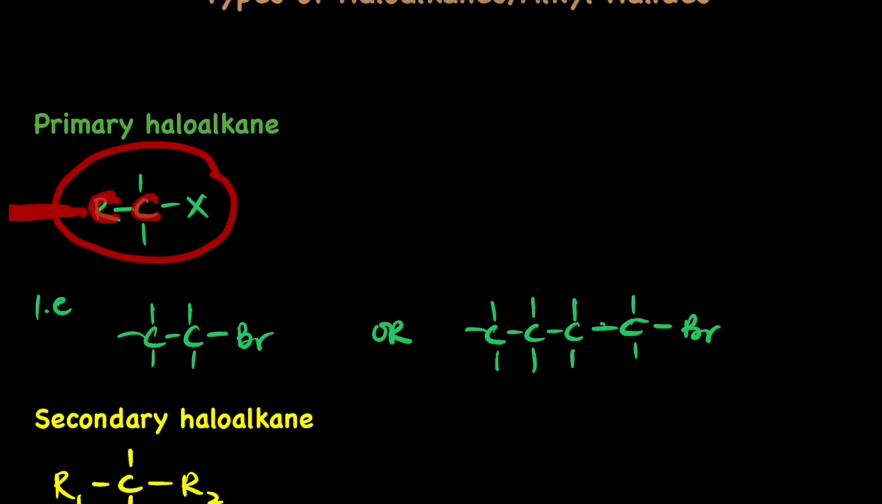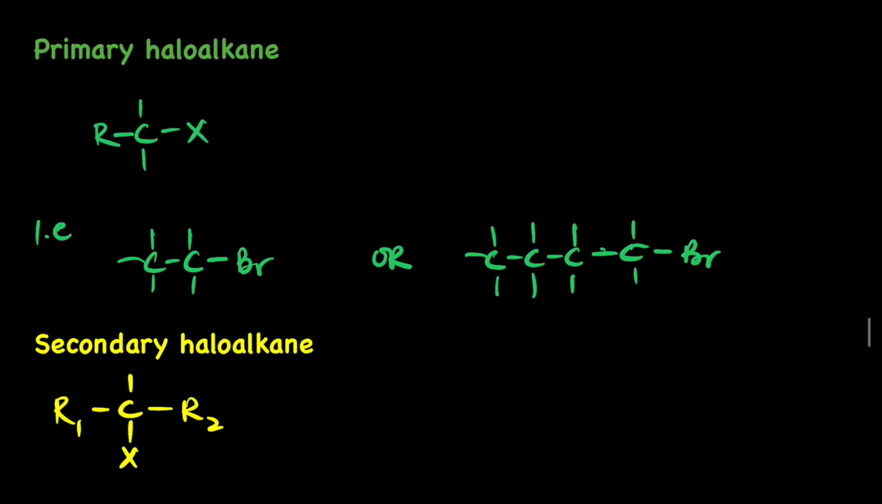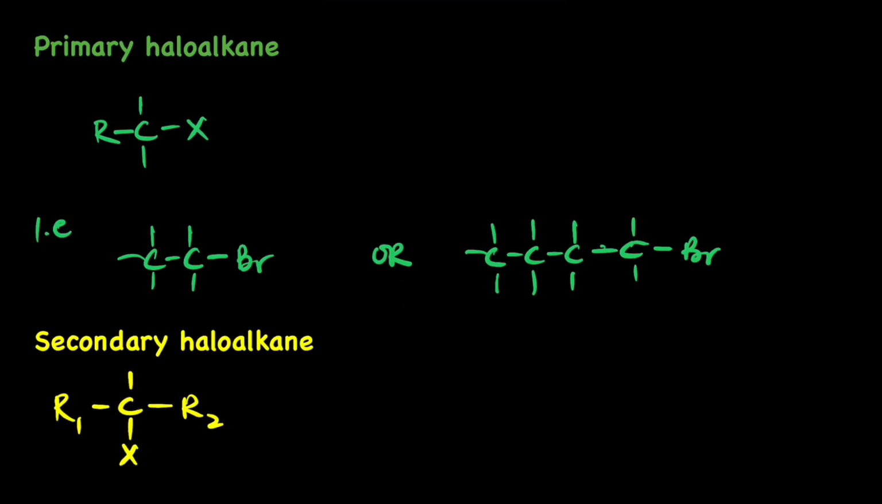That makes this a primary haloalkane, because this carbon that has the halogen is only attached to one carbon, right? So for example, if you look here, we have two carbons, but the carbon that has a halogen is only attached to one carbon. It doesn't matter if there are other carbons there, this one is attached to only one, so it makes this a primary haloalkane.